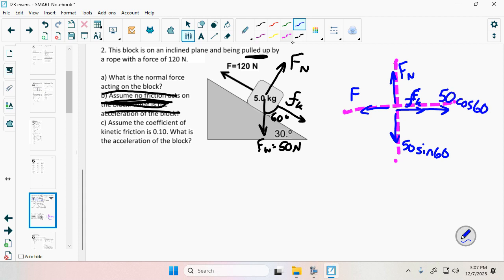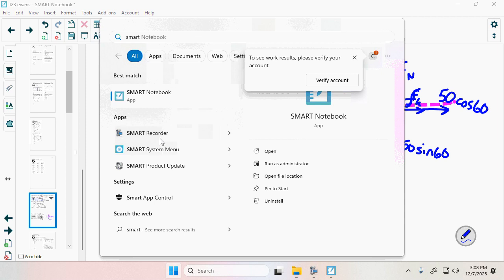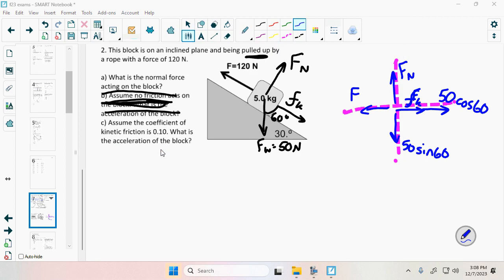Give me just a second, okay? This thing is not set up right. My pen is not in sync.